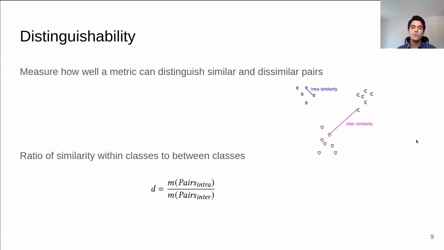So to measure how well our new metric performs, we need a meta metric, and we call it distinguishability. This metric measures how well a metric can distinguish similar and dissimilar pairs of programs. So we have similarity within classes of equivalent code and similarity between classes of equivalent code. And the ratio of the similarity within classes to the similarity between classes is this meta metric, distinguishability. So a metric that has higher distinguishability is better.